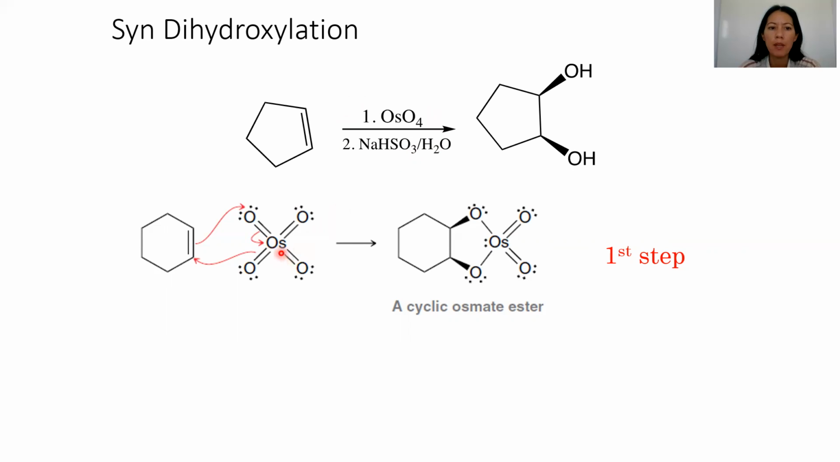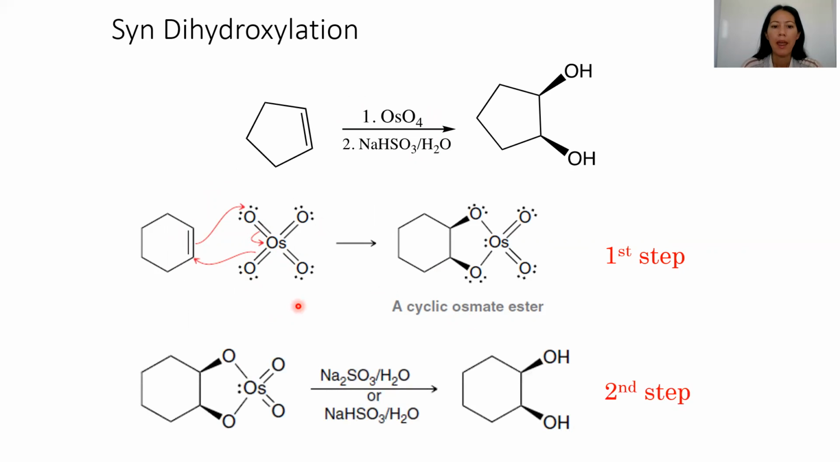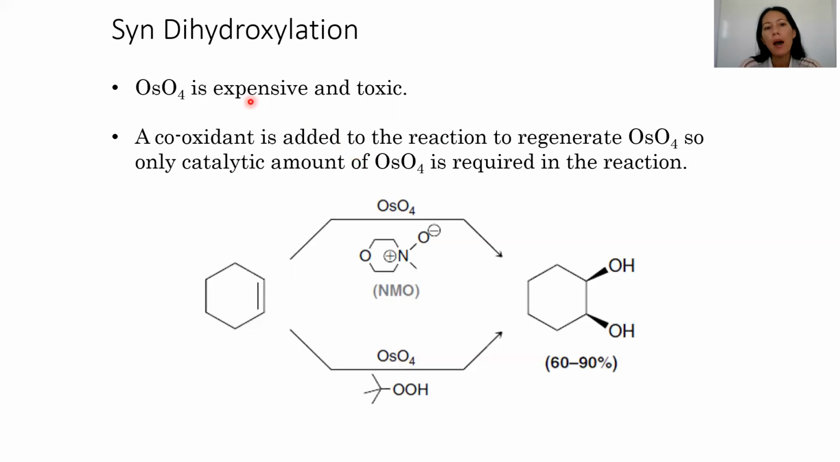Your first step is just adding the osmium to form this osmate ester. I don't need you to be able to show me how to do this. And then you can release the osmium by adding sodium sulfite or sodium bisulfite and water to give the diol. You do have those two steps, so I do need to see number 1 and number 2. But osmium tetroxide, it's expensive, it's toxic.